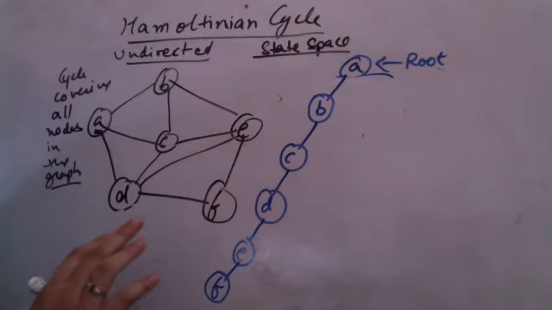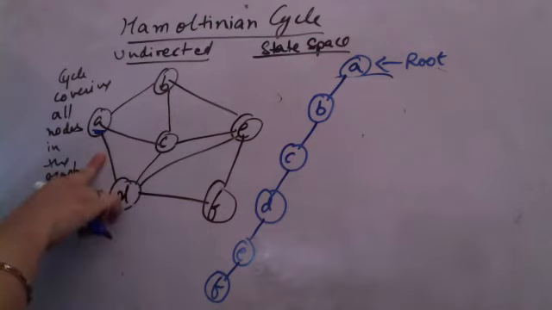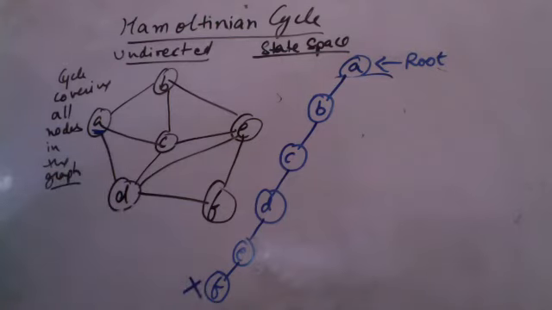And where do I have to go back? Since I am looking for a Hamiltonian cycle, I have to reach back to A. There is no path from F to A. So, this is a dead end. Did you understand this? Are all of you understanding this?